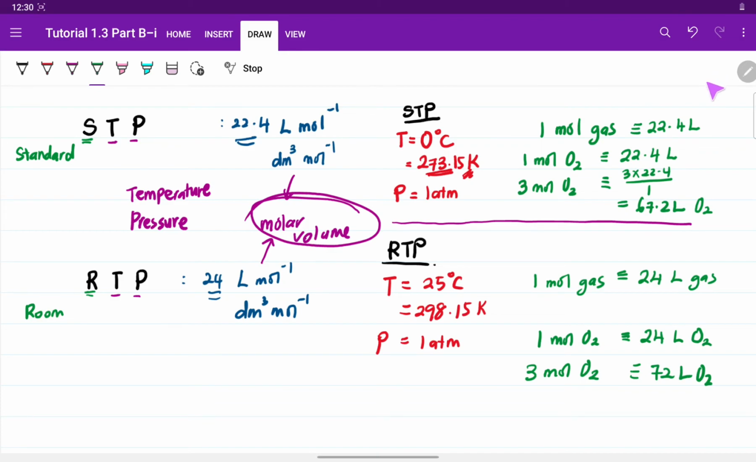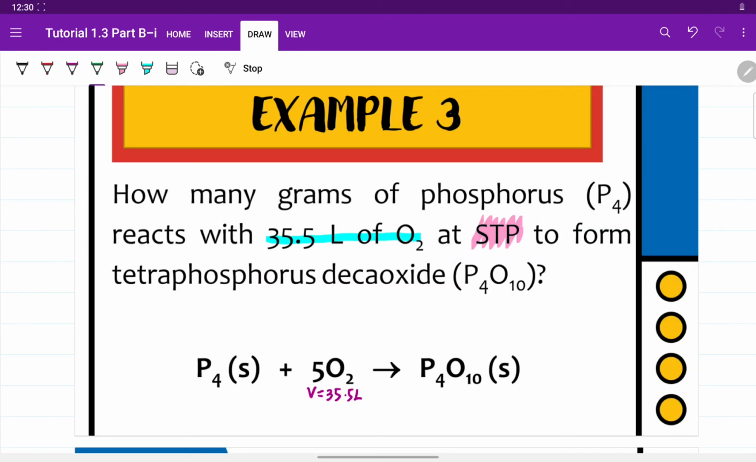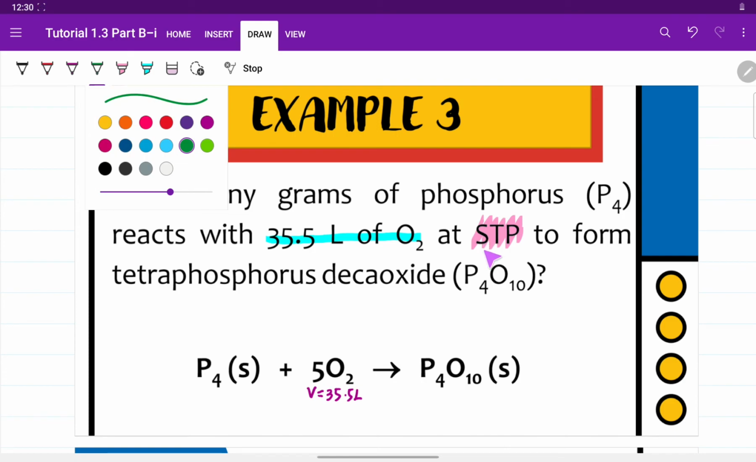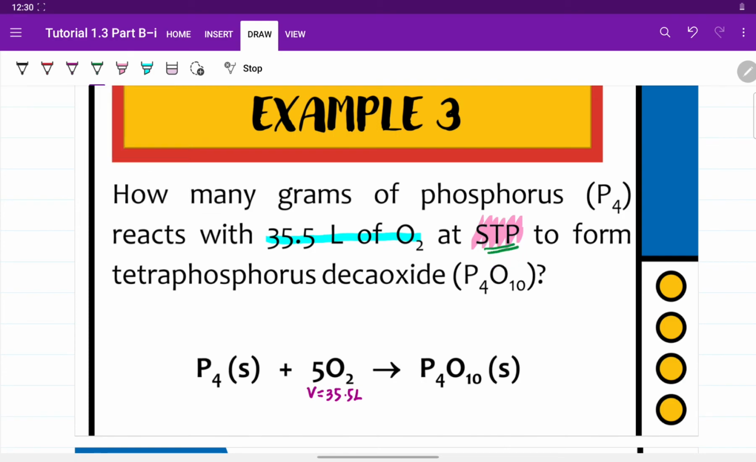Now, berbalik kepada soalan kita tadi. So, this is your question just now. Apa yang saya nak highlight dekat sini adalah despite.